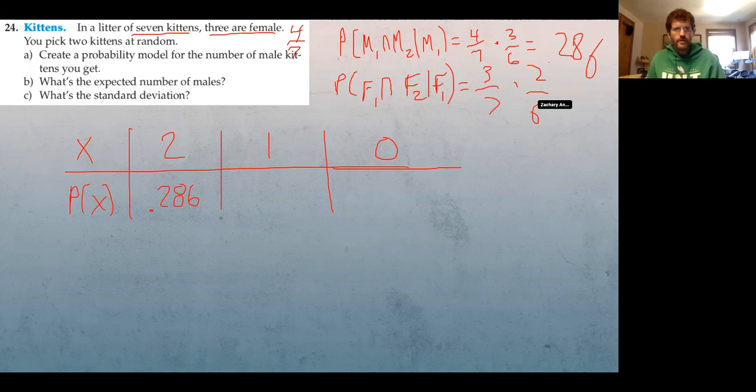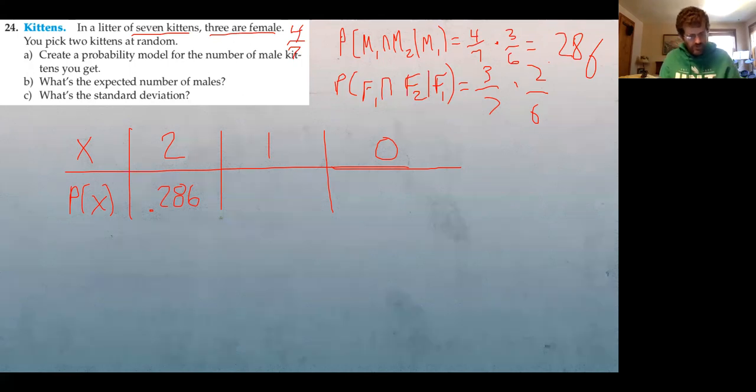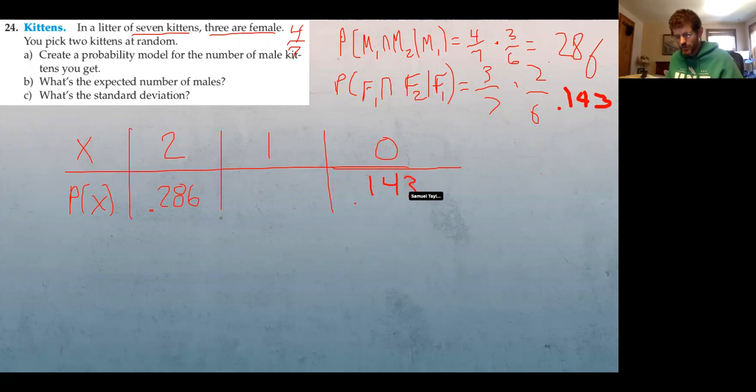There it is. We have 3 females to start off with. If you pick one, there are 2 left out of the 6 remaining kittens. So 3/7 times 2/6 gives you your answer. As soon as you've got that, someone can fill that in. There we go, 0.143. Fantastic.